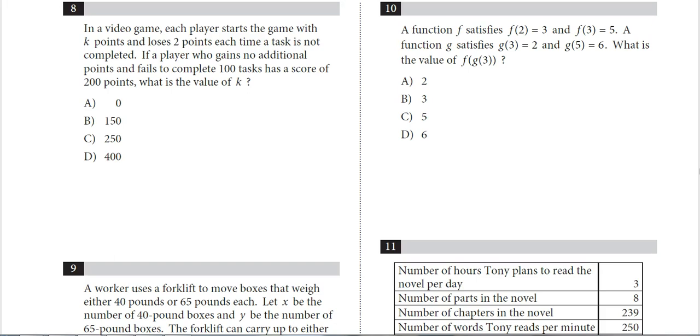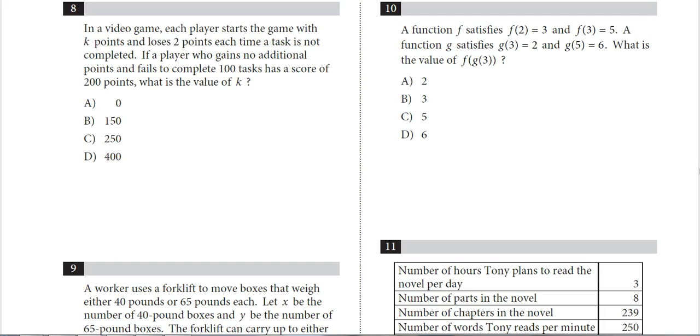All right, number 8, story problem here. In a video game, each player starts a game with K points. You lose 2 points every time you don't complete a task, and you gain no additional points. If a player who gains no additional points and fails to complete 100 tasks has a score of 200, what is the value of K?